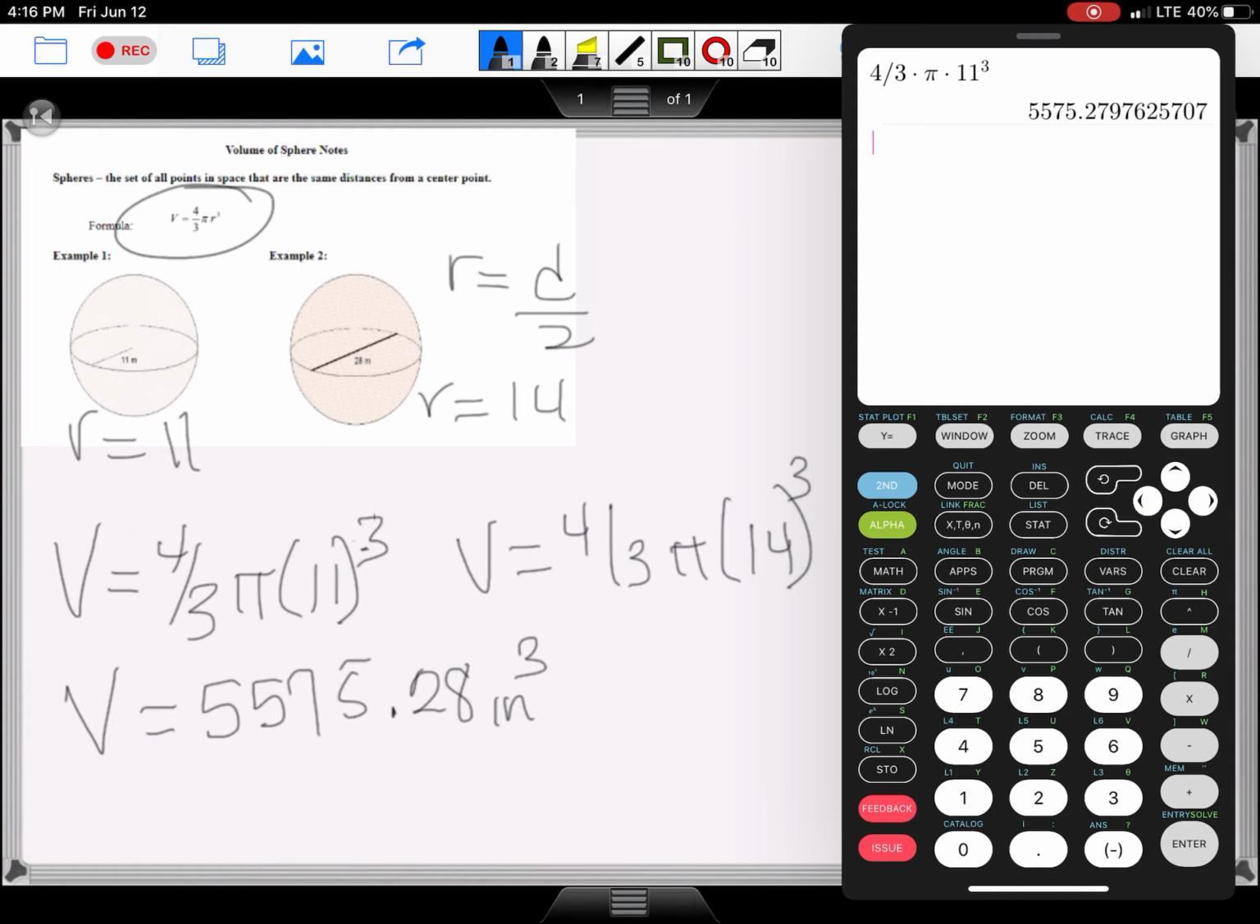But this time I'm going to show them how to use it: if they click on math and they click on fraction and they click number 1, then they can just put the fraction that way. You should still get the same results. So that's 4 divided by 3 times pi. Again, I'm going second, my pi symbol, and then times 14 raised to the third power. I'm going to push enter.